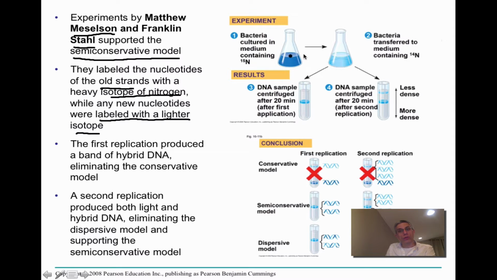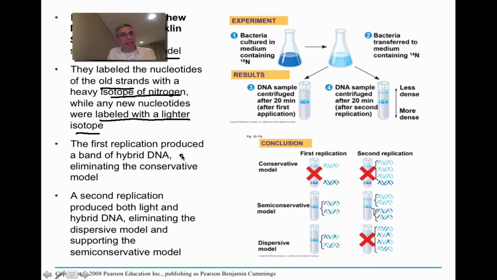Now the results from that sample: you take the sample and put it into a centrifuge, and they basically separated the newly formed DNA based on the density of the DNA. In other words, if you have DNA that is more dense, it's going to sink to the bottom of the test tube. If it's less dense, it's going to remain more towards the top.